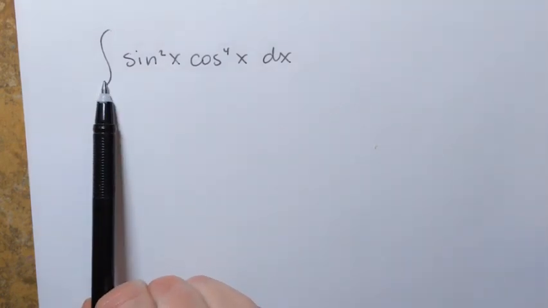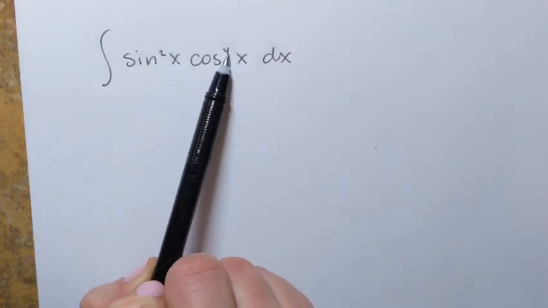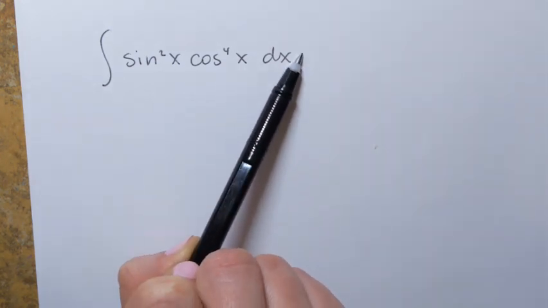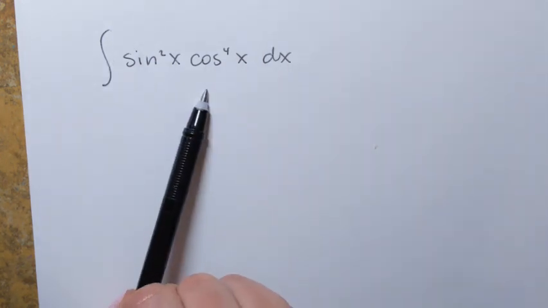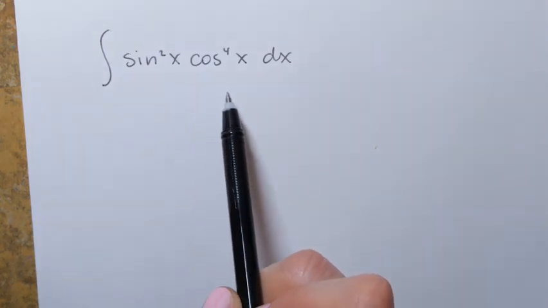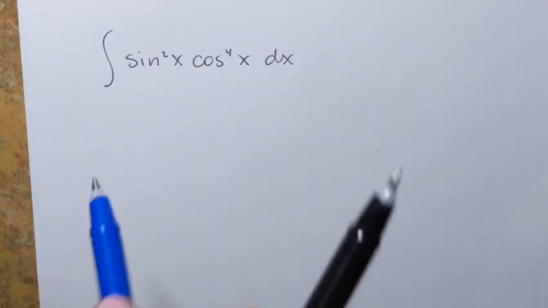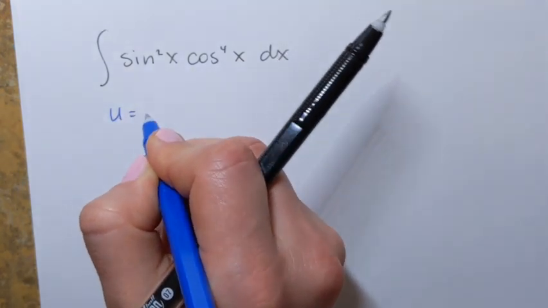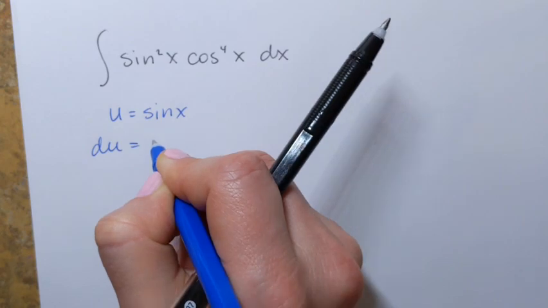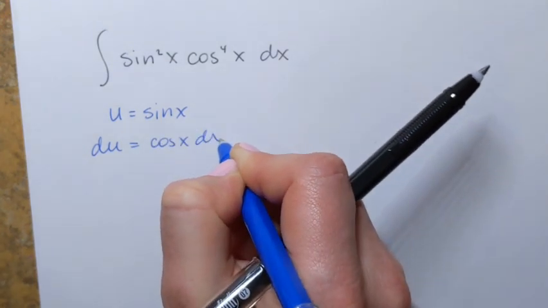In this example, we're integrating sine squared of x cosine to the fourth power of x dx. As you already know, to evaluate a trigonometric integral, we usually use substitution, right? And we'll let either sine equal u or cosine. So if we let u be equal to sine of x, then du is cosine x dx.